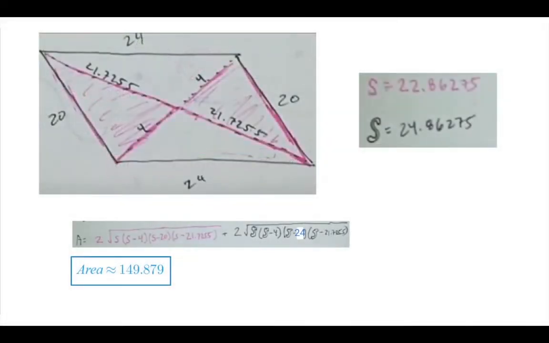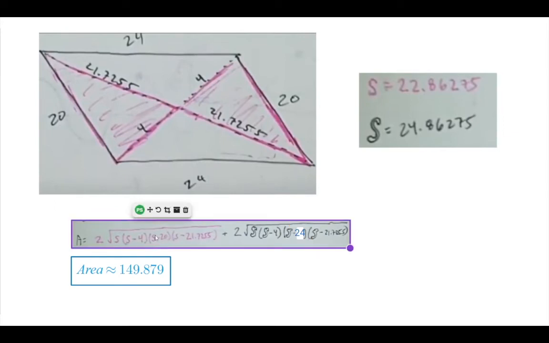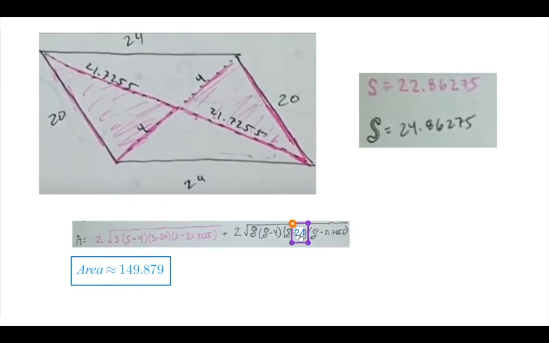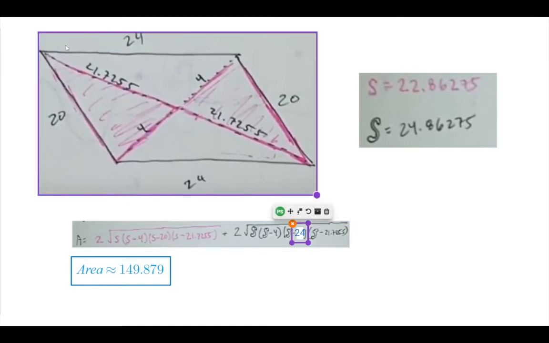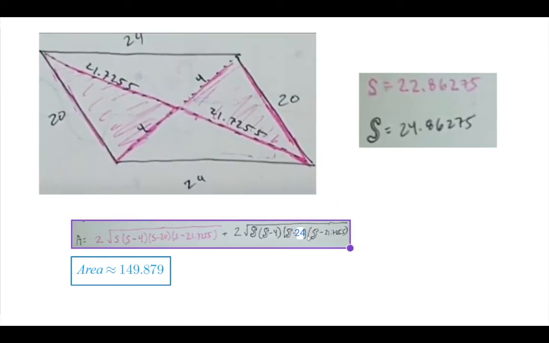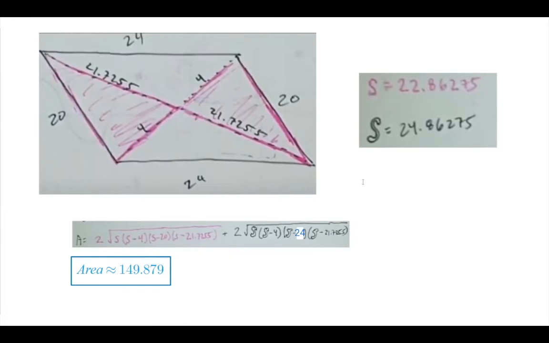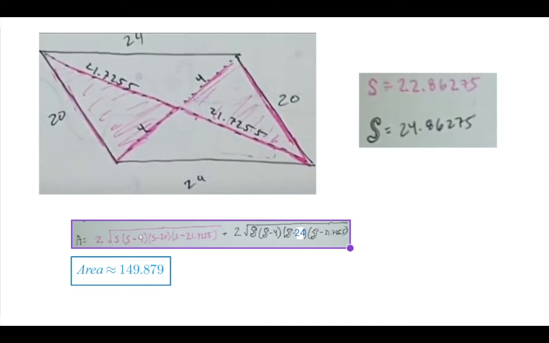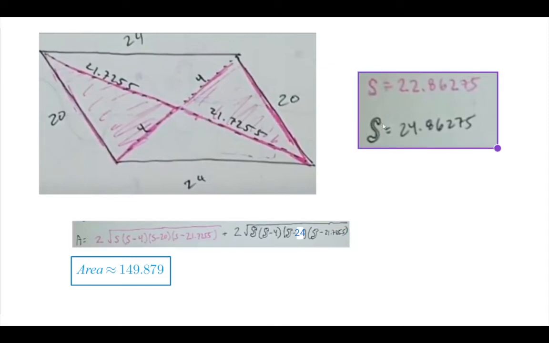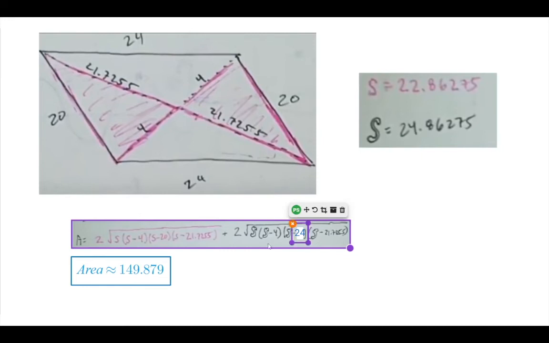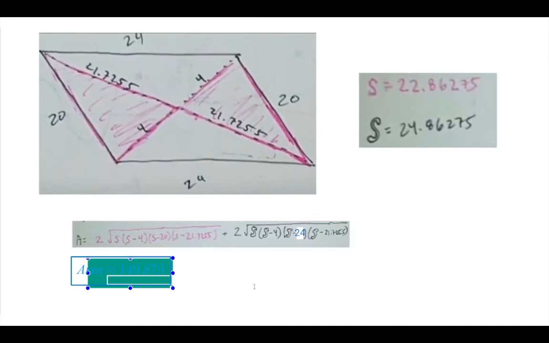Hey y'all, just wanted to make a quick correction here. I noticed that as I was working this out, I had put a 20 right here, just like the area of the pink triangle. But if you look a little closer, this side length is a 24. I think I may have also just typed in the total equation wrong. But if you do type this in correctly and put 22.86275 in for this pink S, and then for this black S, put 24.86275. If you type all that in correctly, you should get about 149.879 square units for your answer.